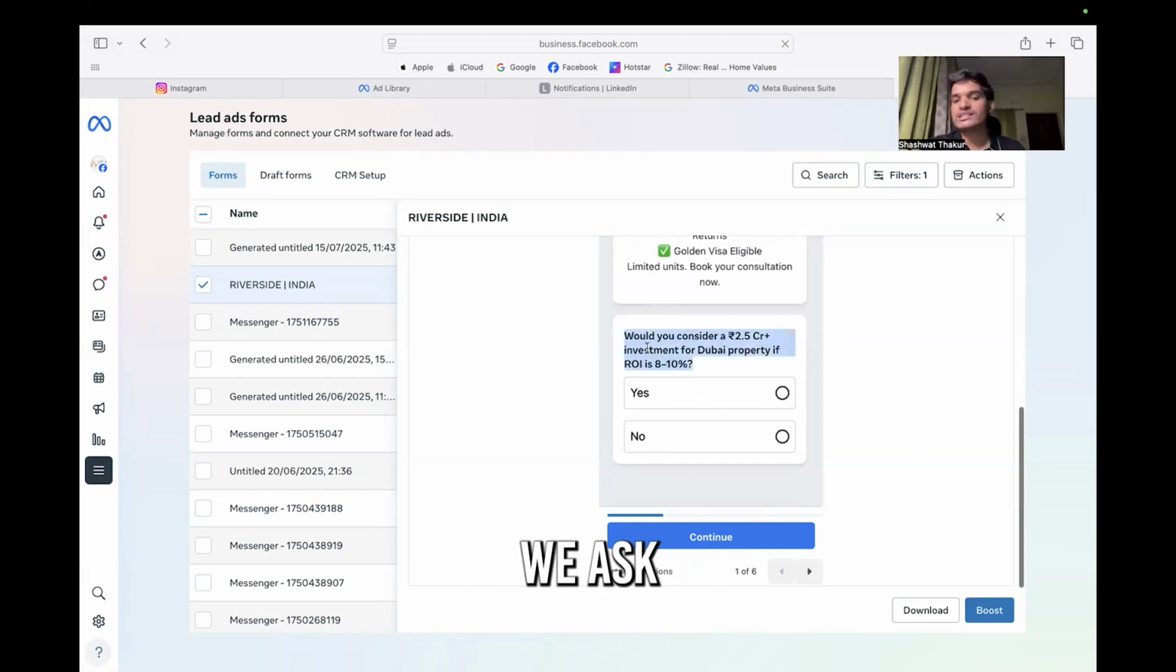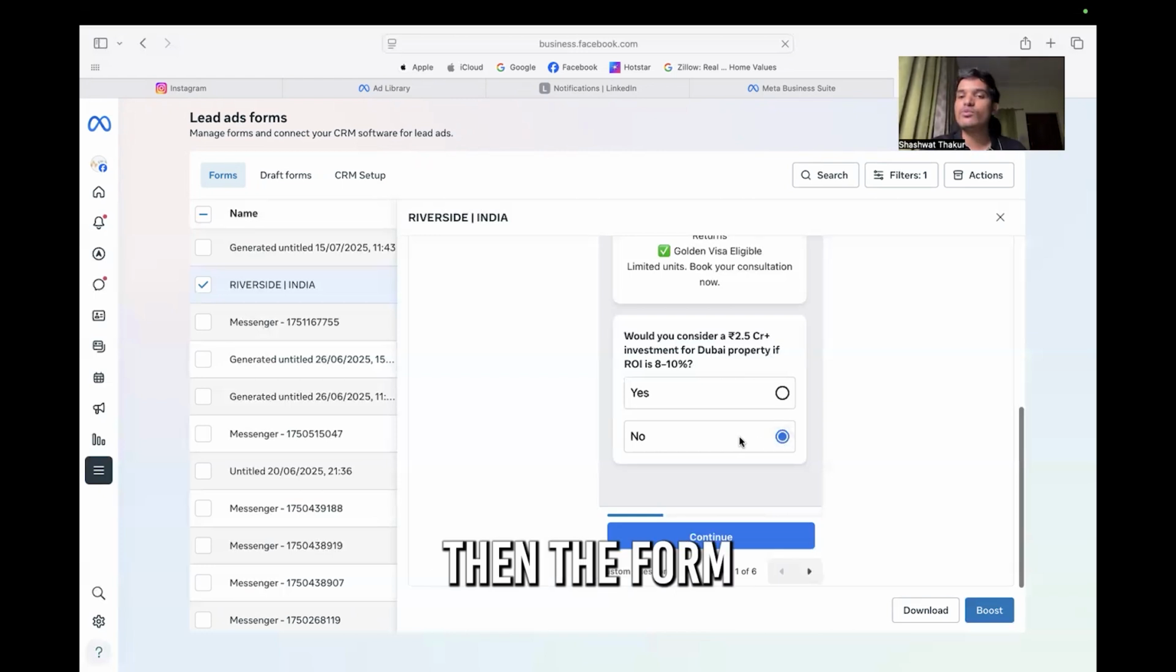First of all, we ask the client, would you consider a 2.5 CR investment for Dubai property if the ROI is 8 to 10%? This is the straight-away question which allows us to know more about the lead. If the lead says no, then the form will not submit. If he says yes, then they will continue with the form. Then this is our first question.